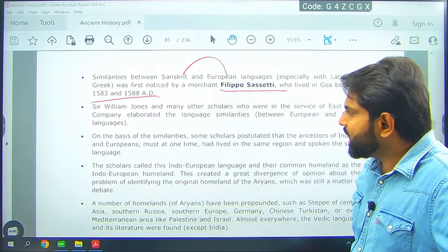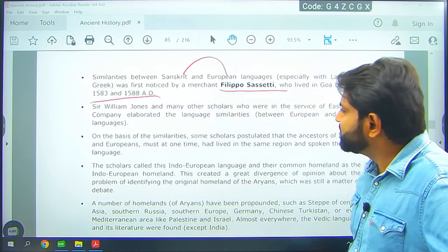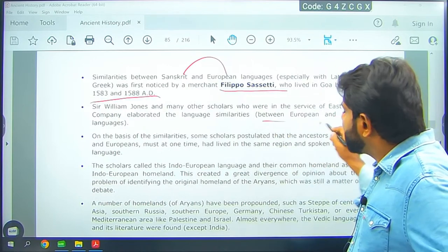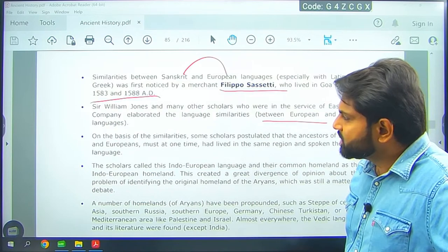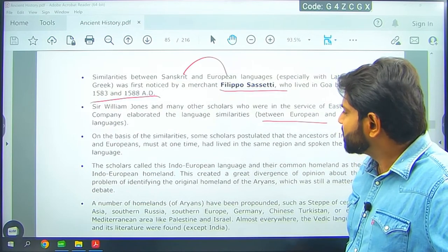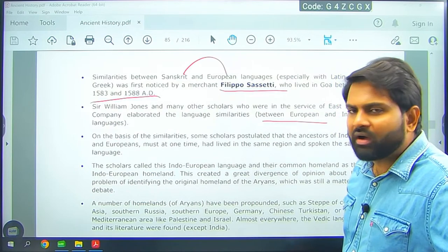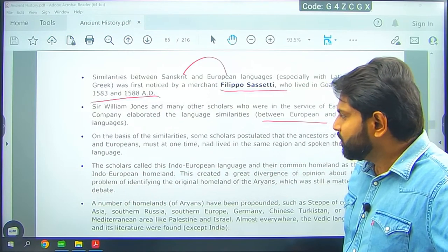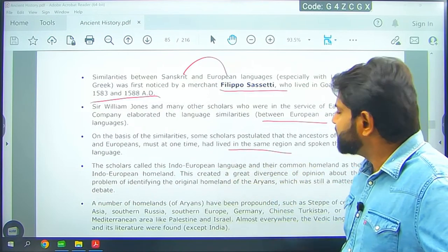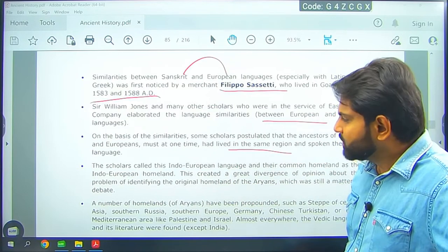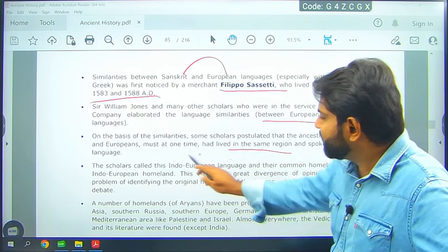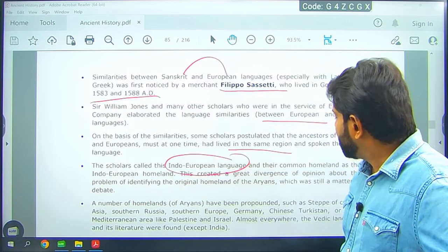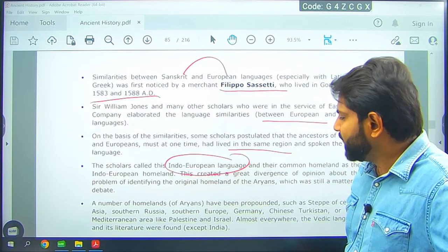Sir William Jones and many other scholars who were also in the service of the East India Company elaborated the similarities of European and Indian languages. On the basis of this similarity, some scholars postulated that the ancestors of Indians and Europeans must at one time have lived in the same region and spoken the same language. The scholars called this the Indo-European language and their common homeland the Indo-European homeland.